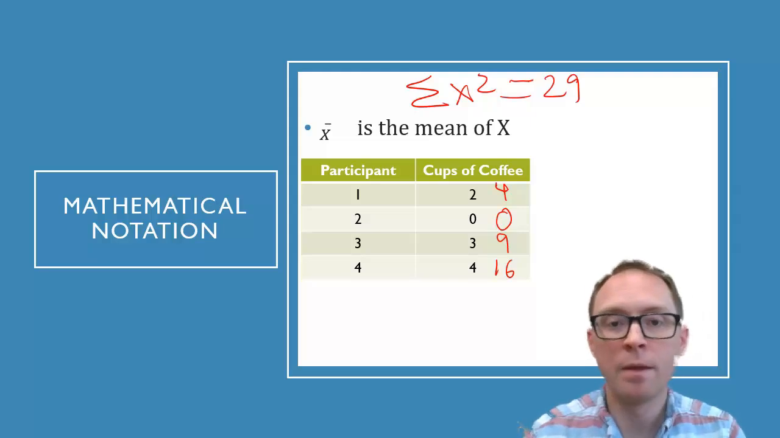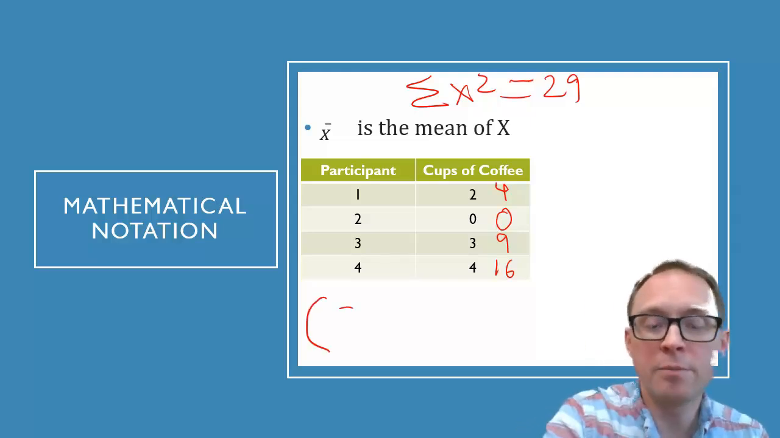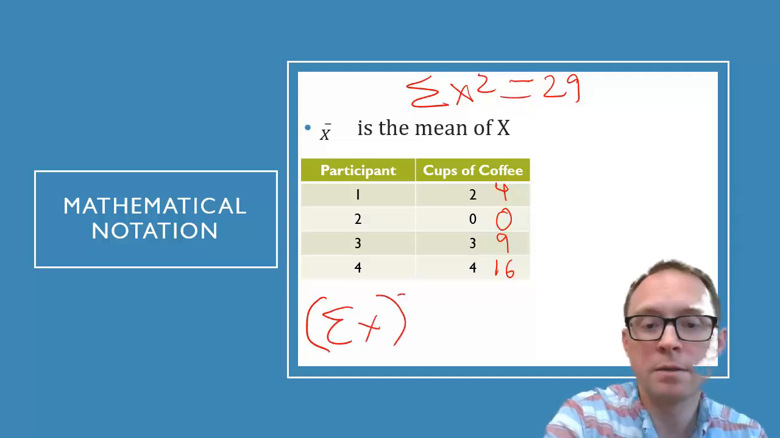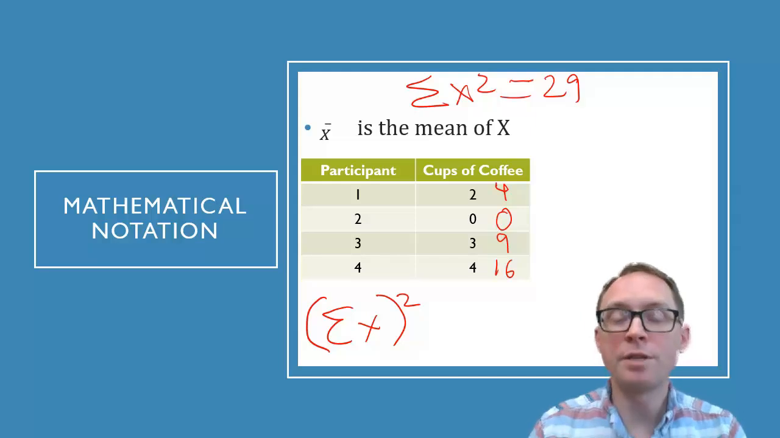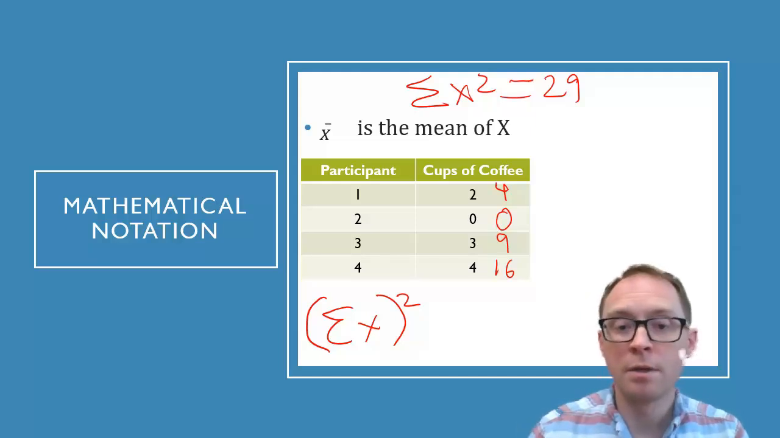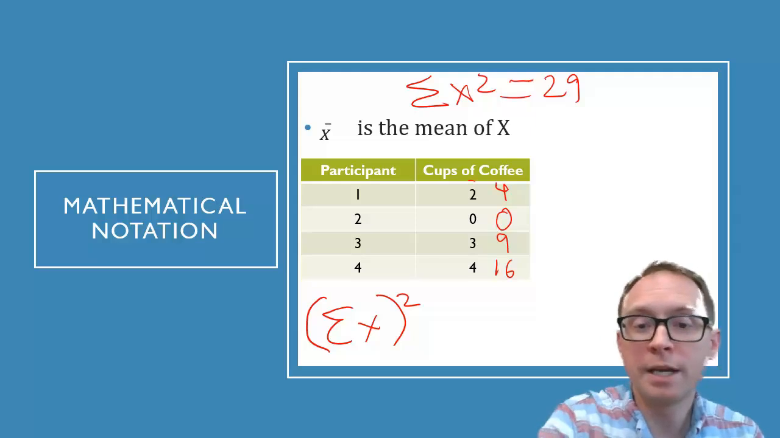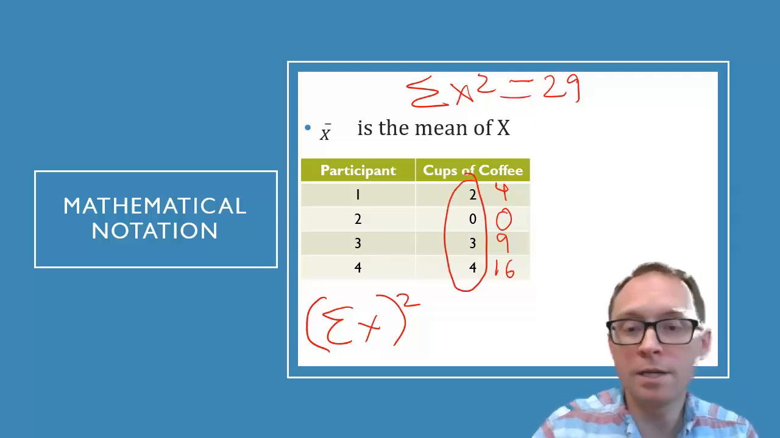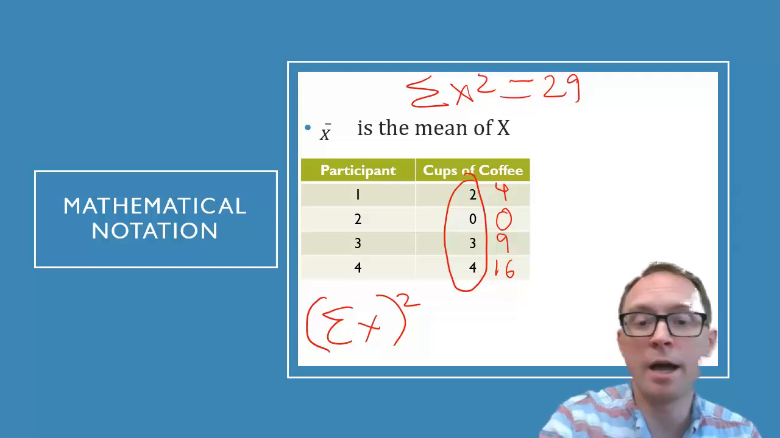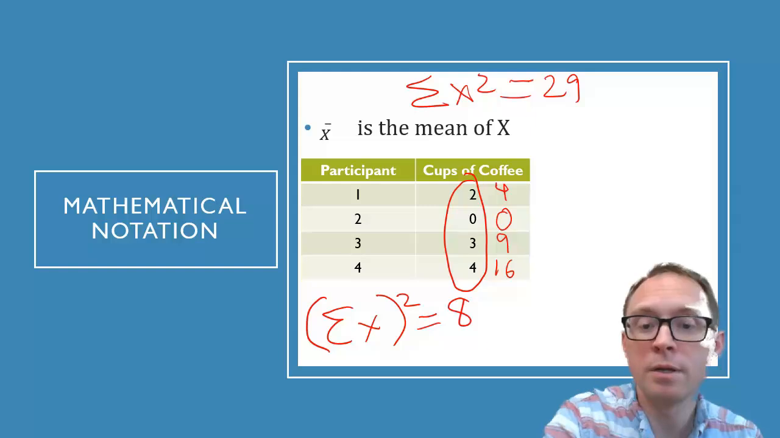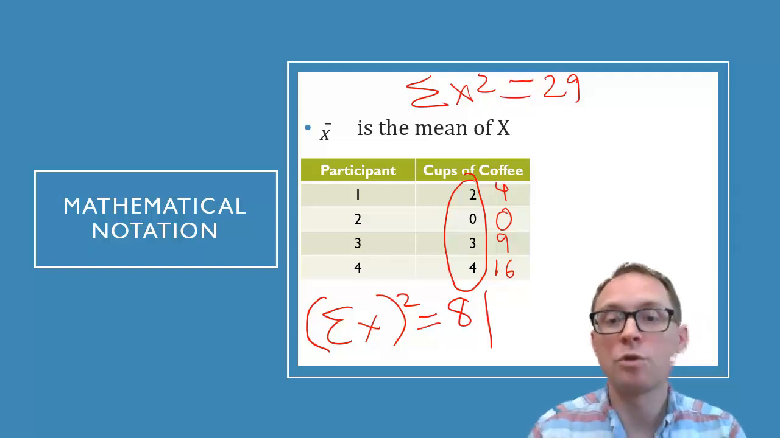Okay? But that's different than, in parentheses, sum of x, squared. The parentheses means we start with that first. So in this case, we would take the sum of these and then square it. We already know that the sum of those is 9, so 4 plus 3 plus 0 plus 2 equals 9, squared equals 81. So please remember the order of operations or else we're going to get very, very confused throughout this entire class.